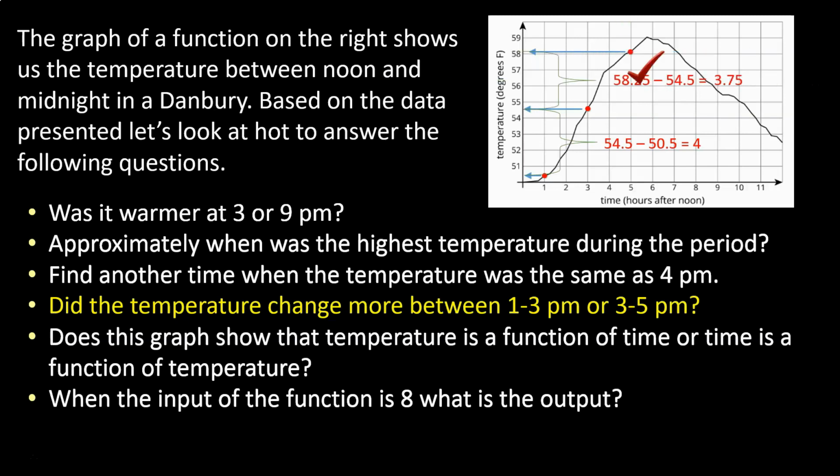Now we do the same thing for the 3 to 5 time slot. We already have a dot showing us 3 p.m., so we go up to the 5 p.m. slot on our time and go up to the line of the graph. And there we see it's approximately 58.25. So again, we subtract 54.5 from 58.25, and we get 3.75. So, did the temperature change more between 1 and 3 p.m. or 3 and 5 p.m.? The answer is 1 to 3 p.m.